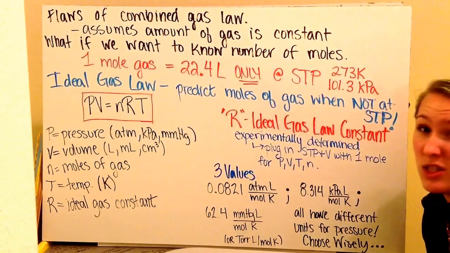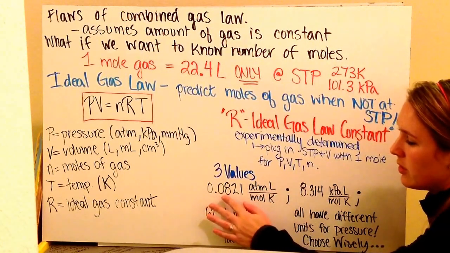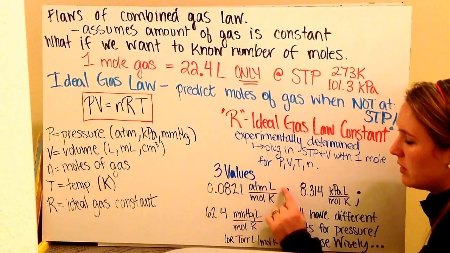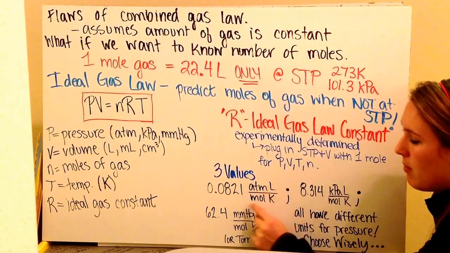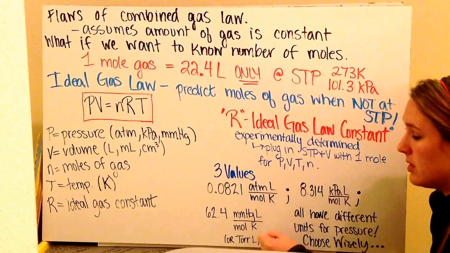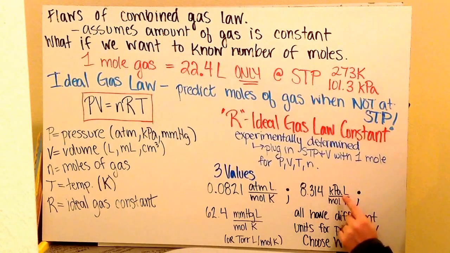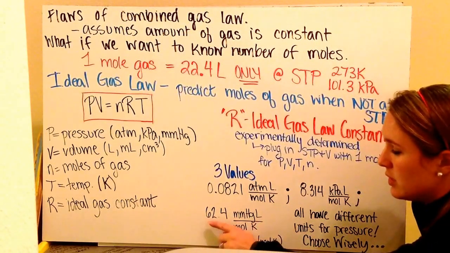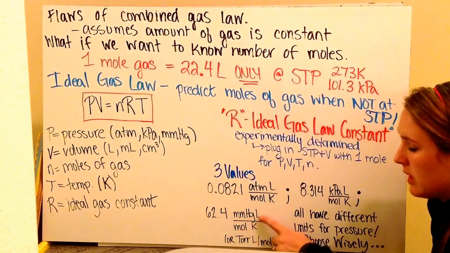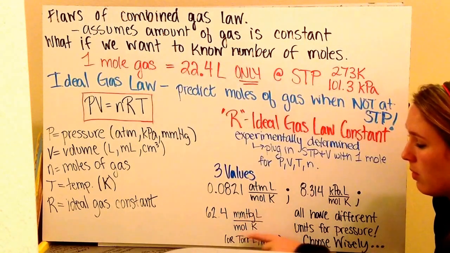Okay, you should have been able to determine that if you have the units of atmospheres, your R value is 0.0821 atmosphere liters per mole Kelvin. So ATM liters is on the top, mole Kelvin is on the bottom, it's a fraction. If you use kilopascals, you should have got 8.31 kilopascal liters per mole Kelvin. And if you use millimeters of mercury or torr, you should have got 62.4 millimeters of mercury times liters divided by moles times Kelvin, or torr liters per mole Kelvin.